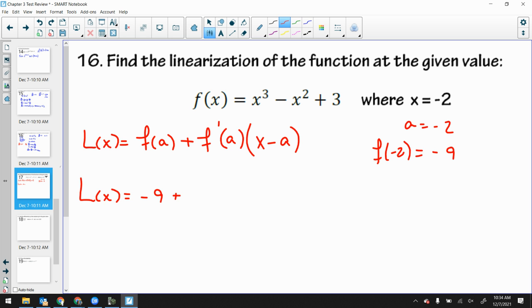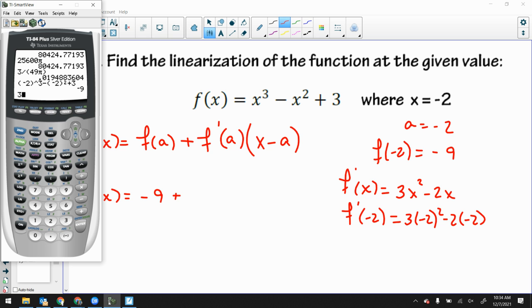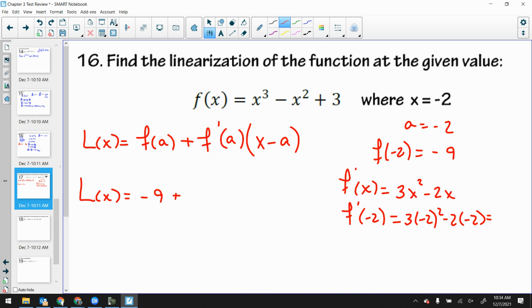Okay, let's find f prime. F prime of x is 3x squared minus 2x. So f prime of -2 is 3 times -2 squared minus 2 times -2, which in this case is 16. Okay, so f prime of a is 16, and then quantity x minus a. Remember, x stays in, and I'll just make that a plus 2.